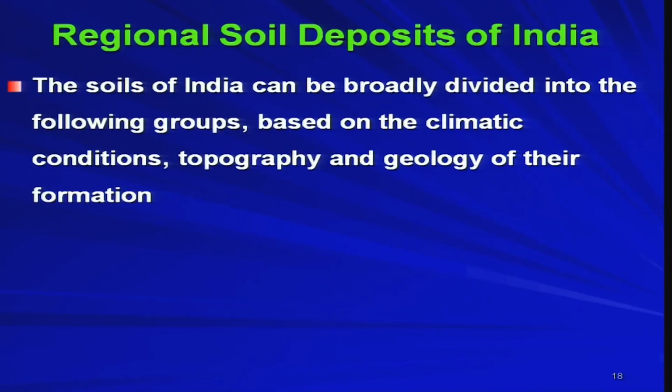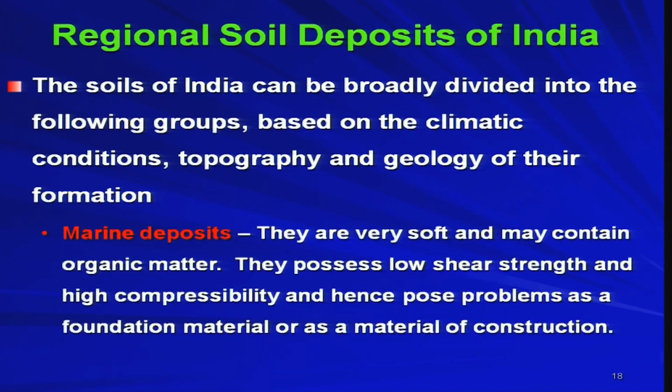The soils of India can be broadly divided into the following groups based on the climatic conditions, topography and geology of their formation. First one is marine deposits, as I told you. They are very soft. If you see the coastal region of our country, there basically you will get the marine deposit, and obviously you agree that they are really soft material and may contain organic matter, of course. They possess low shear strength.